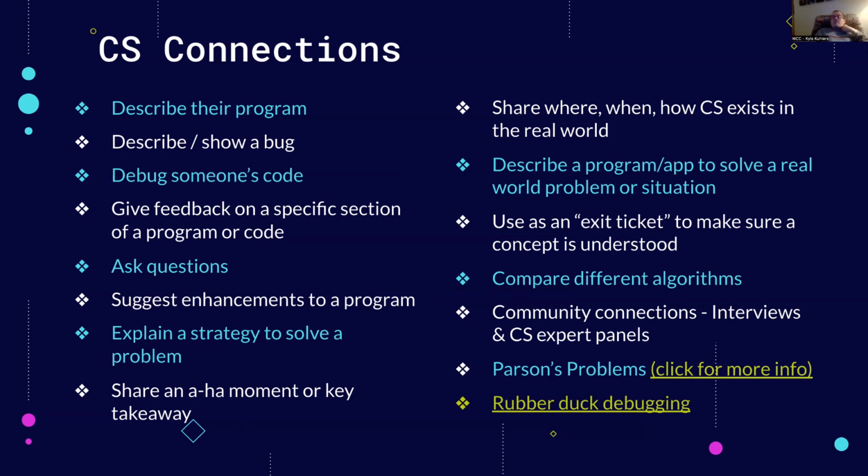Describe a program or app to solve a real world problem or situation. A lot of times I ask my students, the thing that frustrates you the most, come up with a solution for it. Because if it frustrates you, you're familiar with it, and you have ideas, or you should have ideas. Use an exit ticket to make sure a concept is understood. Compare different algorithms, community connections. I mentioned that already a little briefly. Interviews, CS expert panels.